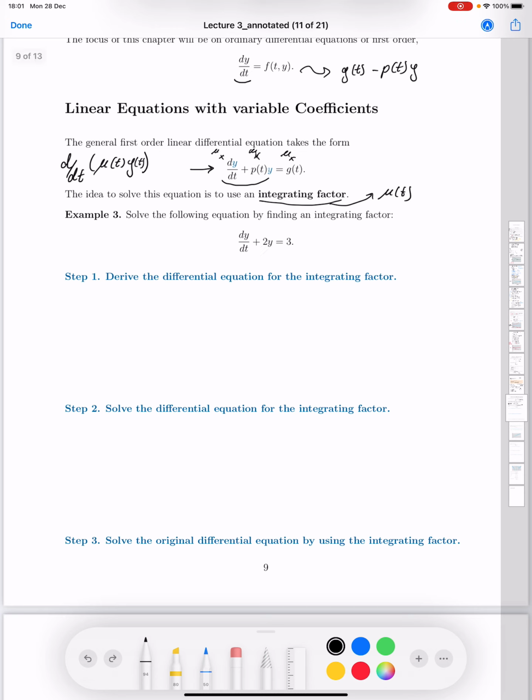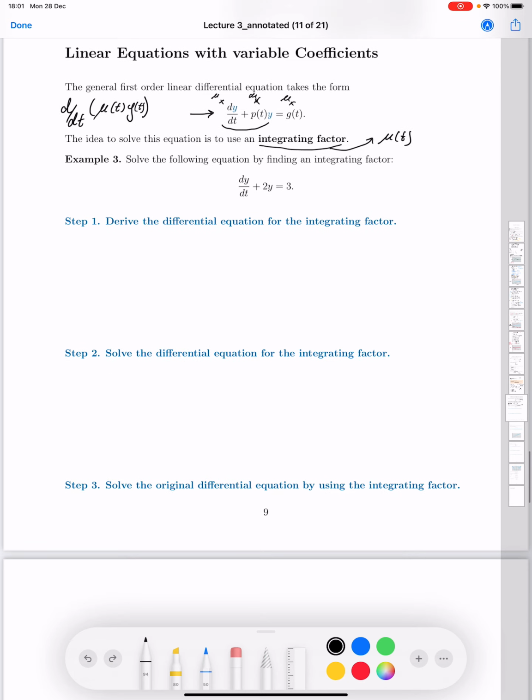Whenever the question asks you to use integrating factor, you should basically follow 3 steps. Step 1 is to derive the equation for the integrating factor. How to do this? First of all, the integrating factor is some function mu of t. First step, just multiply both sides by mu of t. So let's just multiply it here.